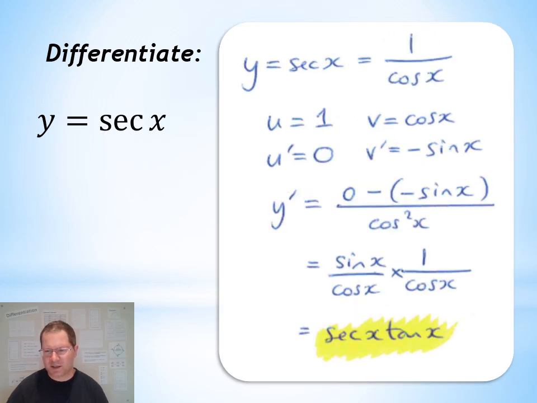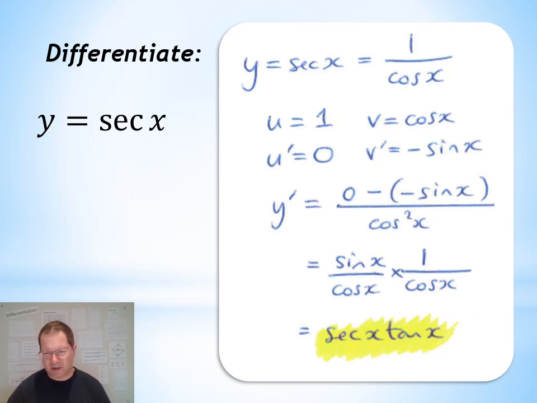And then sec x is the same as 1 over cos x. So u equals 1, and u dash is therefore 0. v equals cos x, and v dash is minus sine x. So our vu dash term is just 0. But we're going to take away uv dash. So we're taking away negative sine x, which is the same as plus sine x. And then v squared is cos squared x. So dy by dx is sine x over cos squared x.